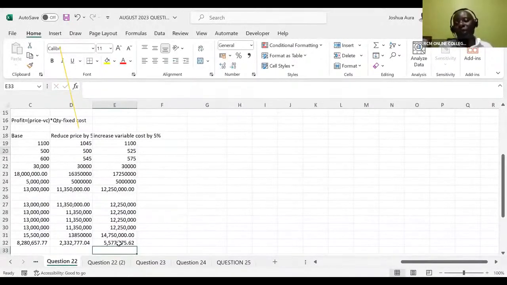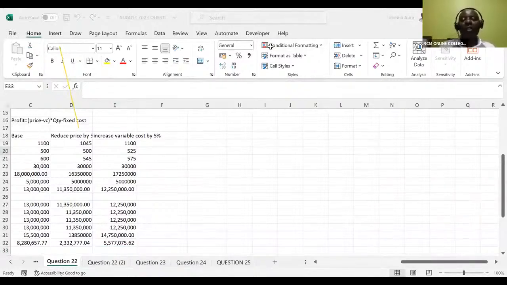Is there anybody who has been able to get this 5.57? Great. These guys are moving on very well. Got it. Got it. Great. Thank you very much.